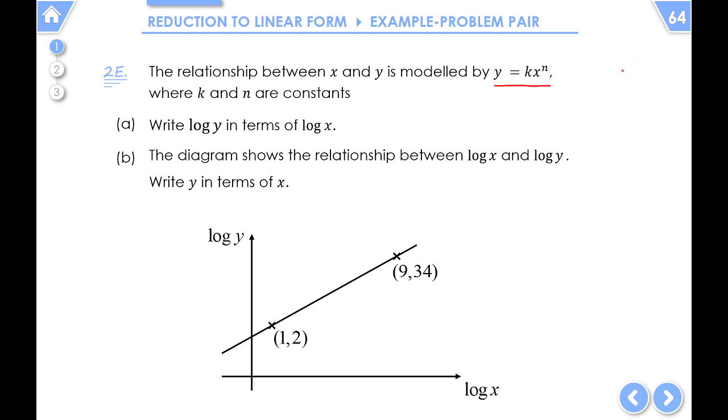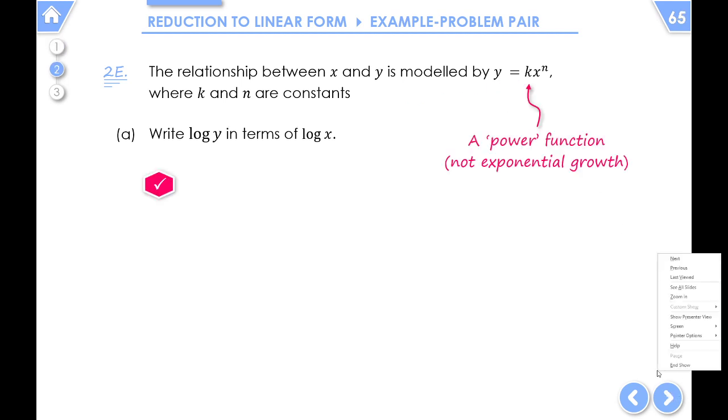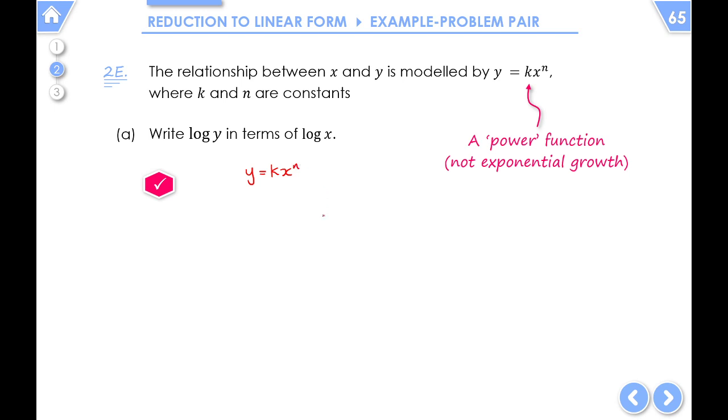When we did exponential growth, we had a to the power of x, and the x, the variable, was the power. This time, the variable is the base. Okay, so this is just called a power equation. These ones here, y equals, it's just x to the power of something. Okay, so it's going to be slightly different what happens when we take logs. So we have got y equals kx to the power of n.